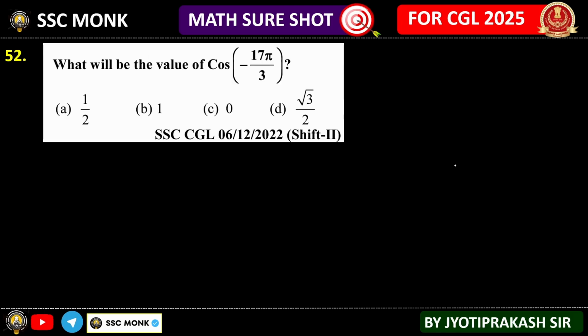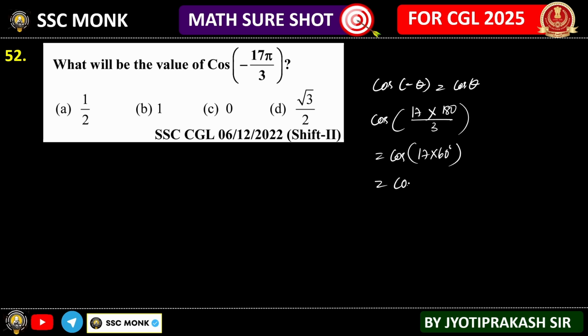What will be the value of cos of minus 17 by 3 pi? Now understand. Now see, we know cos minus theta is equal to cos theta. Yes or no? Yes. So this can be written as cos, 17 into, minus is gone, 180 by 3. That can be written as cos 17 into 60 degree. That can be written as cos 1020 degree. Clear? Yes. Now see, we know cos of 180 degree into m plus theta is equal to what? Cos theta, when m is equal to even number.